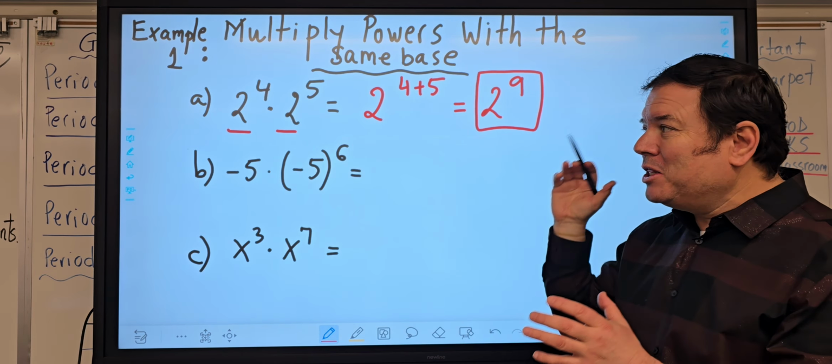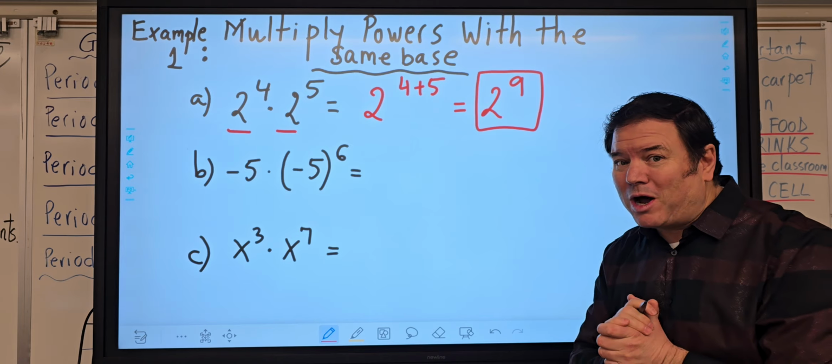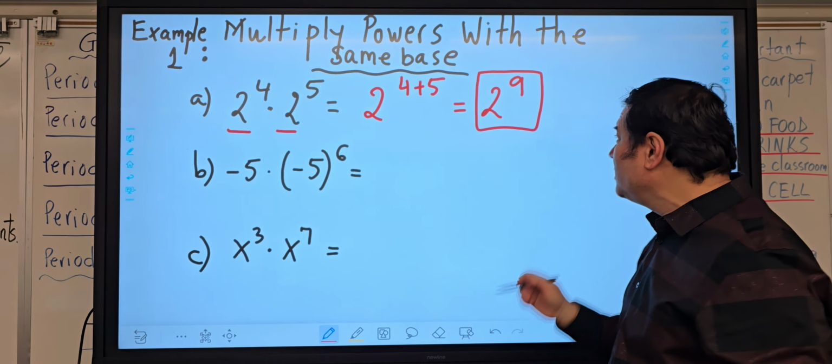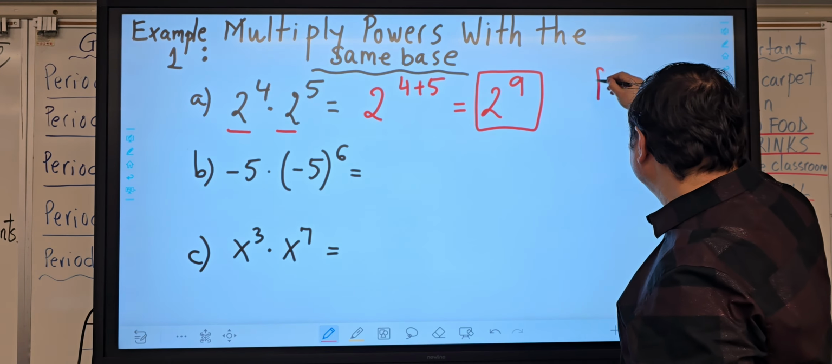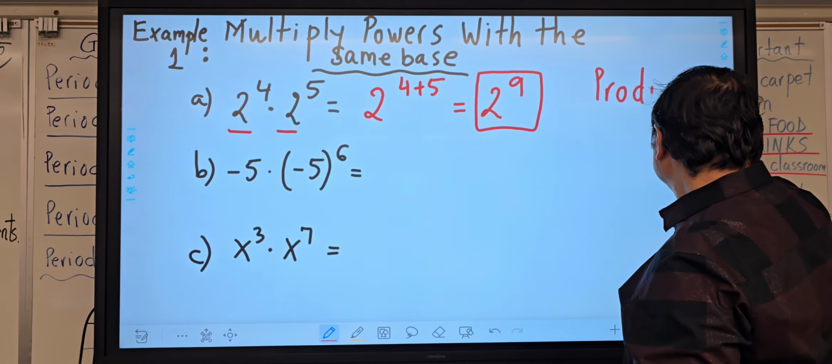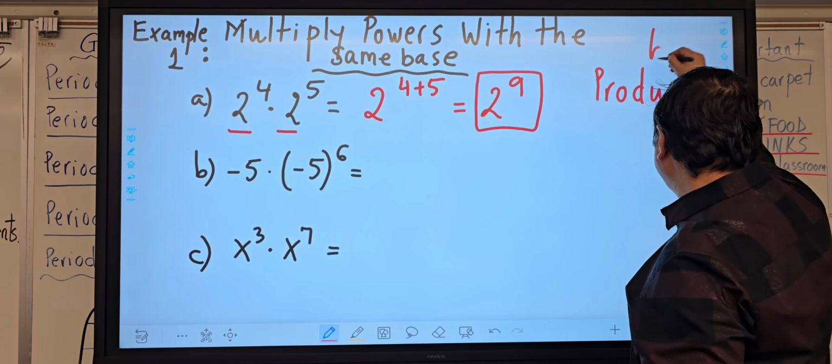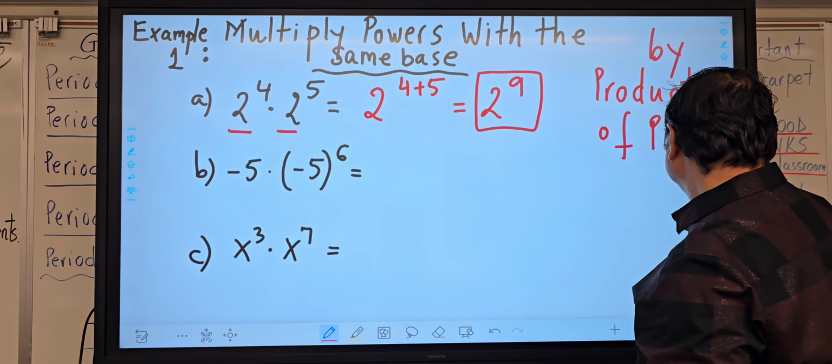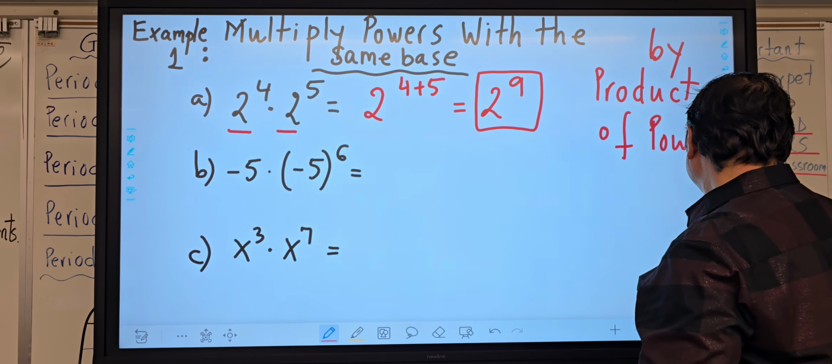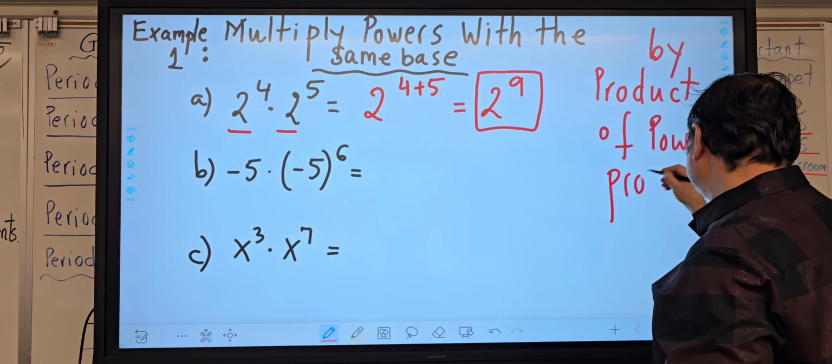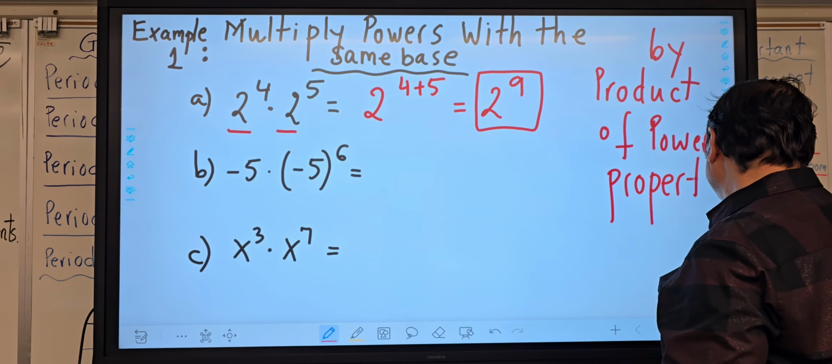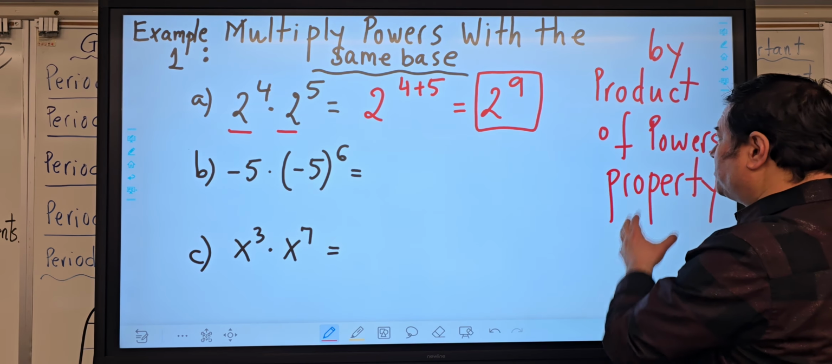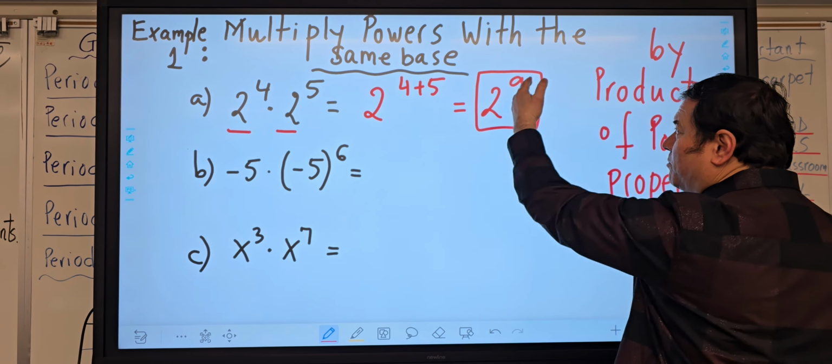And we used the product of powers property. Remember, yesterday we came up with that. So by the product of powers property, the answer is 2 to the power of 9.